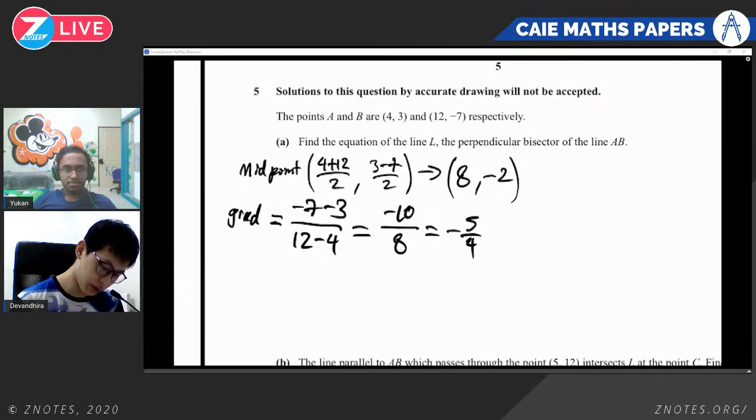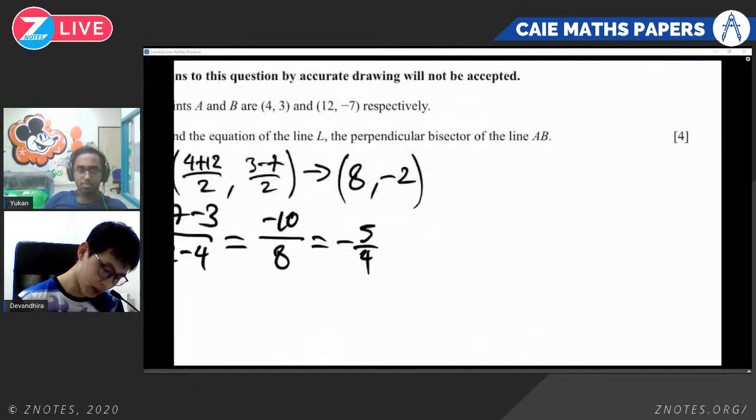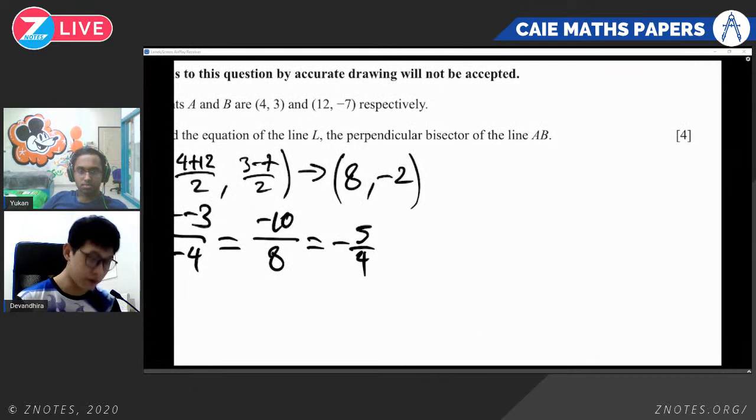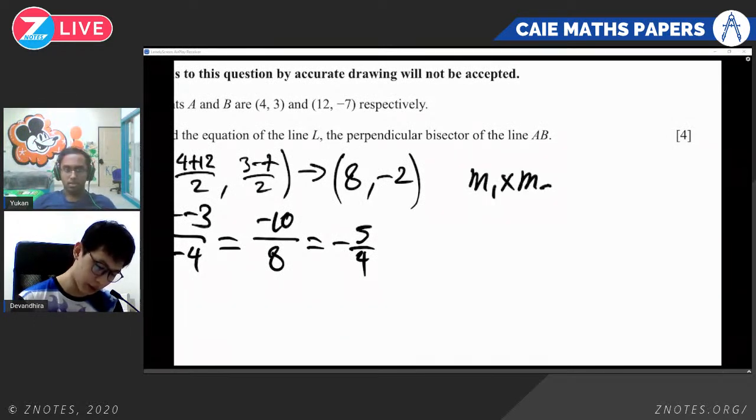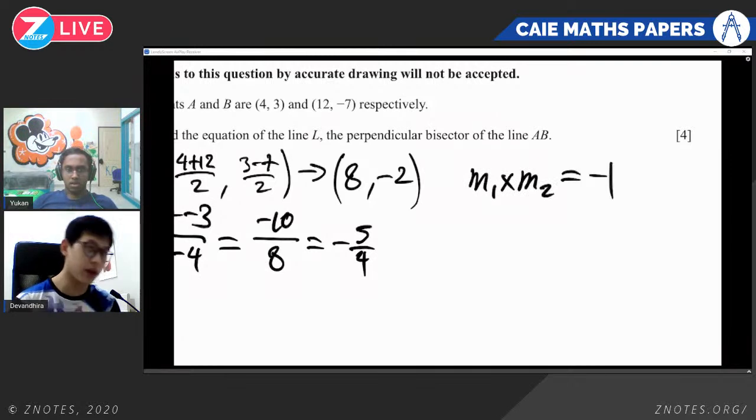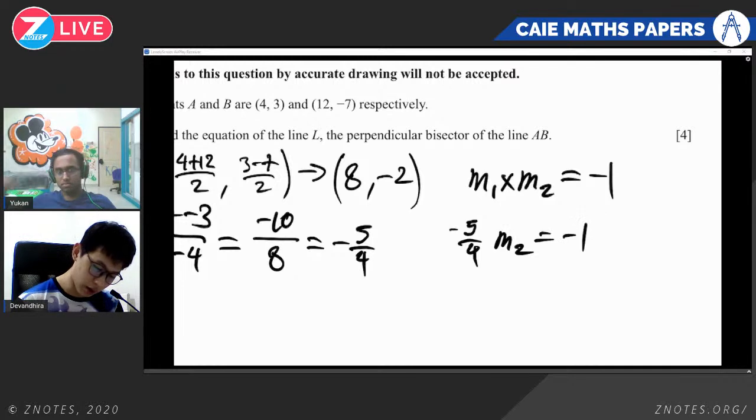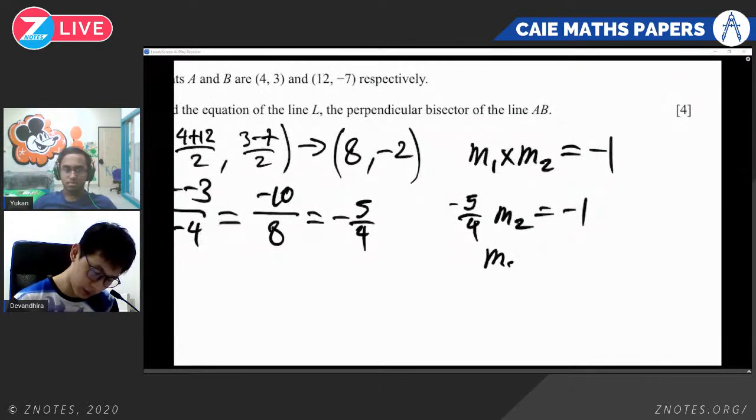For those of you who don't remember, if two gradients are perpendicular to each other, let's call them M1 and M2, their product will always be negative 1. So in this case, let's say our M1 is negative 5 over 4. That means this is our perpendicular gradient. We can solve for that, and our gradient would be 4 over 5.